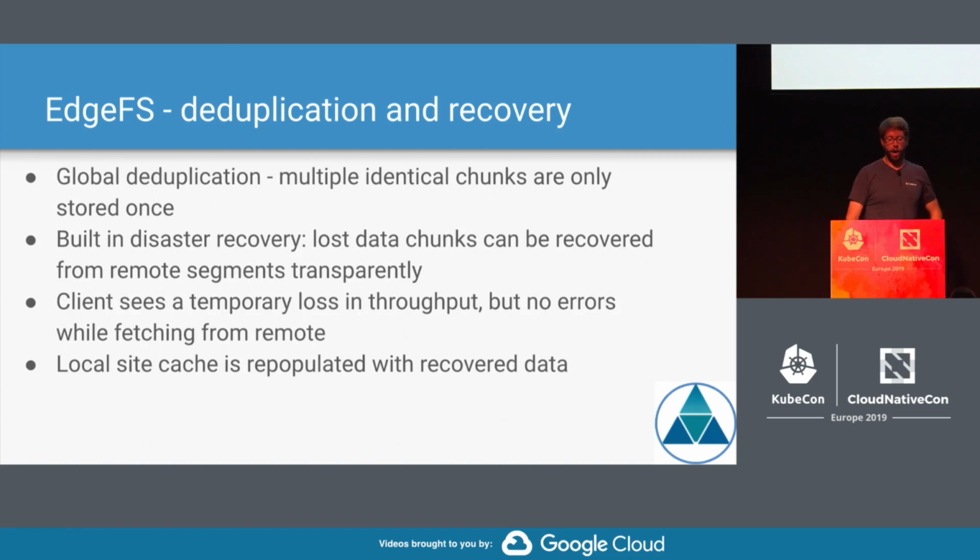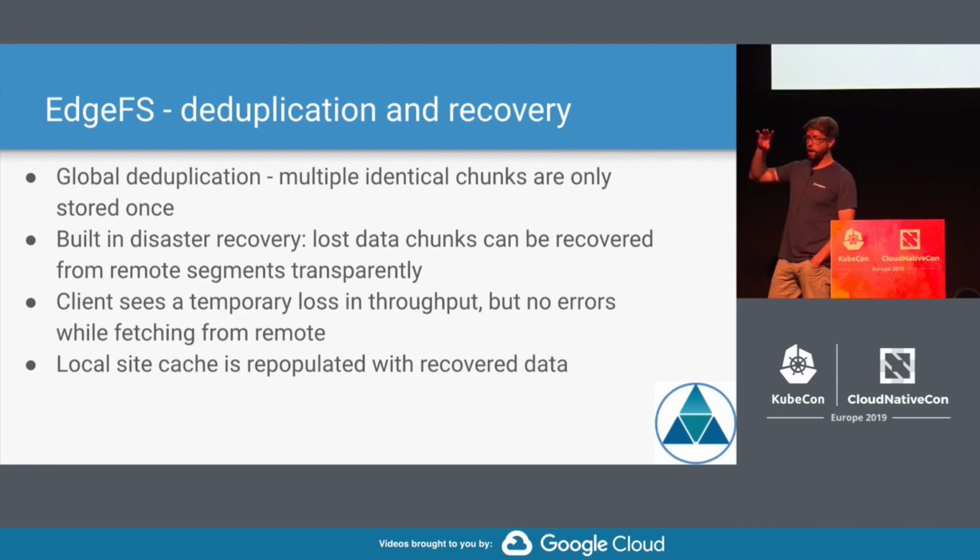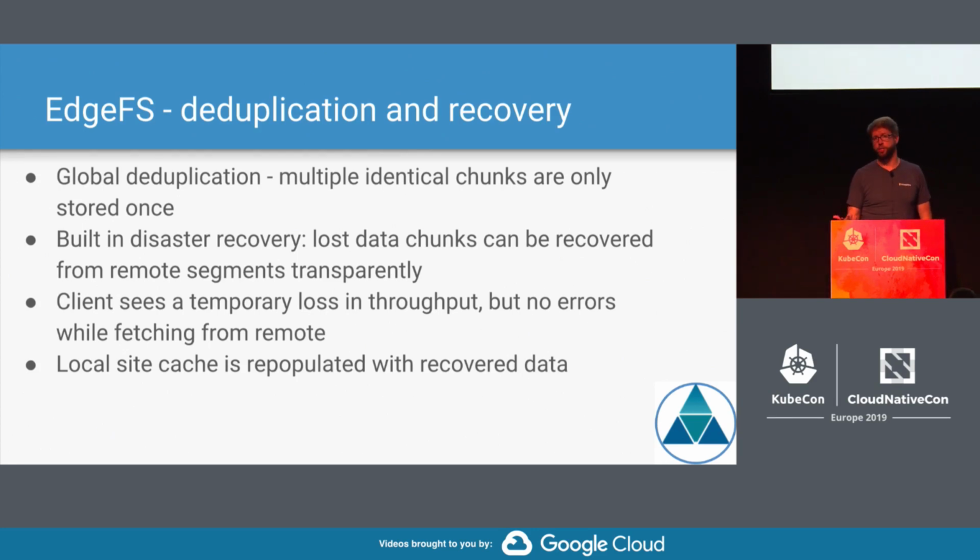EdgeFS also does global deduplication. Since each block has its own unique identity, and when you modify the block it gets a whole brand new identity, we could do things like deduplication. If we've got multiple copies of the exact same data chunk, we're only going to store that one time, or store it as many times as we need to for the redundancy that we want. But basically, if you've got 3,000 copies of the same block, you don't have to waste all that storage space for 3,000 of them. You can make it much more constrained down to just the number that you need to maintain availability.